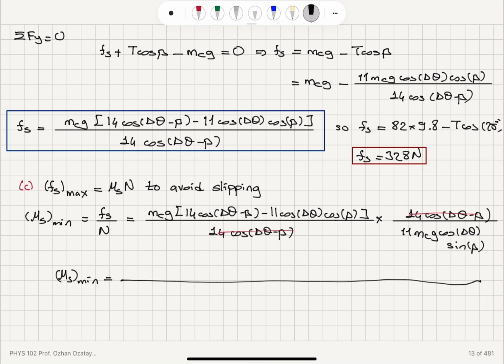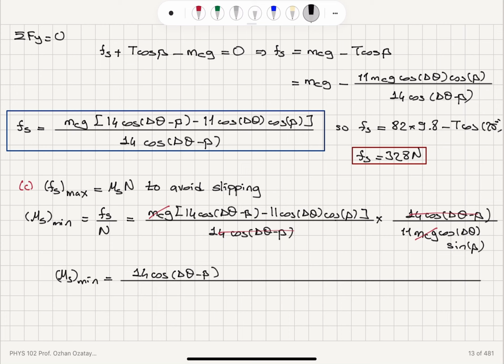Let's see here. We have also the mcg's canceling. So I'm left with 14 cosine delta theta minus beta for the static friction. Now, instead of 14 cosine delta theta minus beta, let me open up this cosine a minus b.